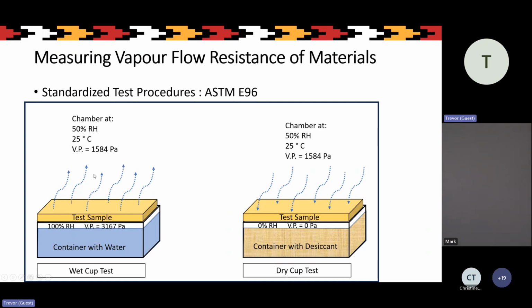Based on those numbers and how quickly this water evaporates from the container through the material into the room, we can measure the vapor permeability of that material over time. Depending on how vapor permeable this material is, this could take weeks, or this could be done in a couple of days.